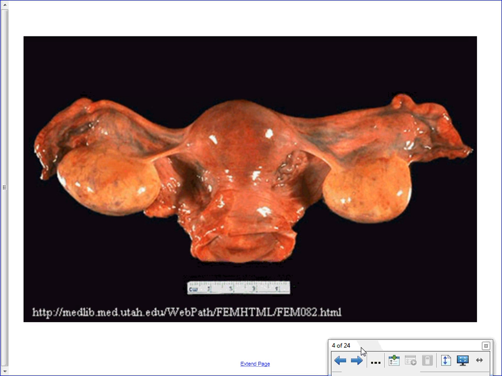So again, if we just point out some of the structures that we can see here, this is going to be one of the ovaries. This is the other ovary that we see here. This is one of the fallopian tubes. The other one that we can see here. Right in the center is where we would have the uterus. Cervix probably somewhere around this region. And then the vagina we would find down below that.